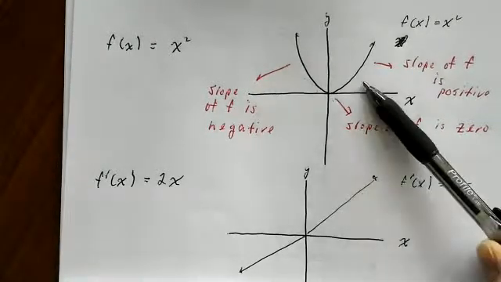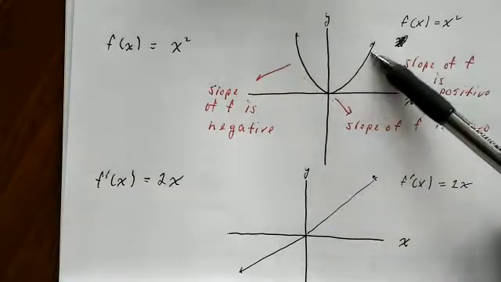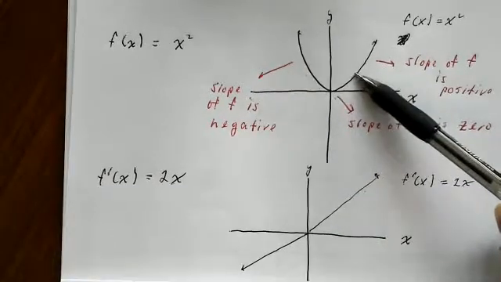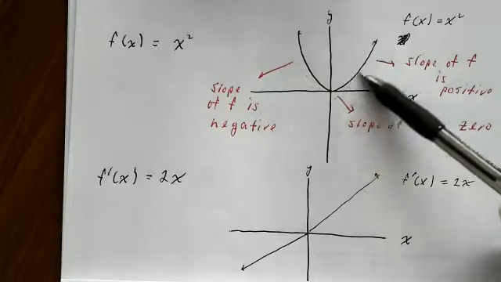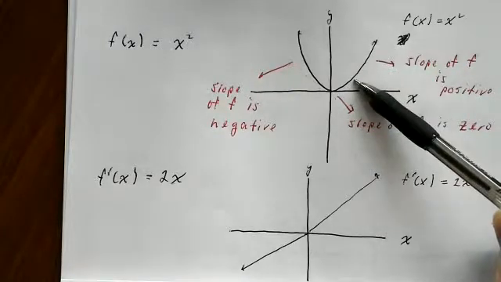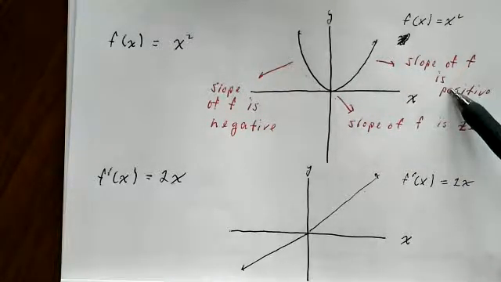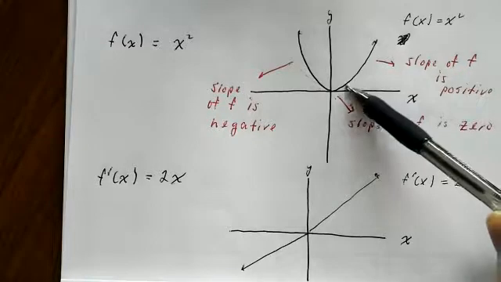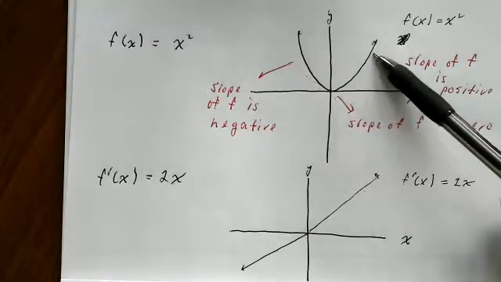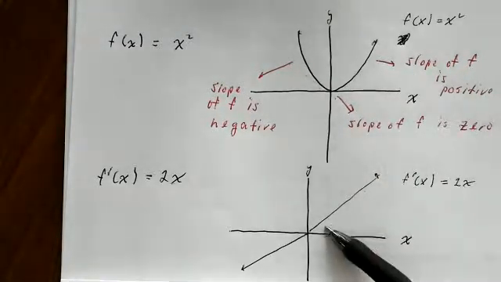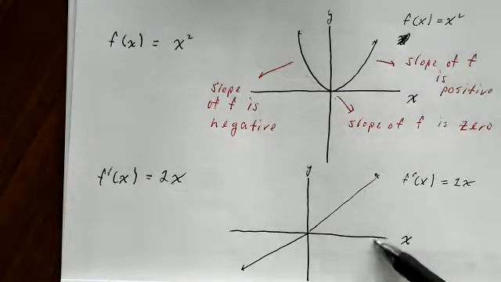Now take a close look at what's happening on the parabola. If I draw a tangent line here, here, here, anywhere over on this portion of the graph, the slope of that tangent line is positive. In other words, the slope of f is positive. That means the derivative function at this x value, at that x value, everywhere is going to be positive. In other words, the graph of the derivative is positive, or it's above the horizontal axis.